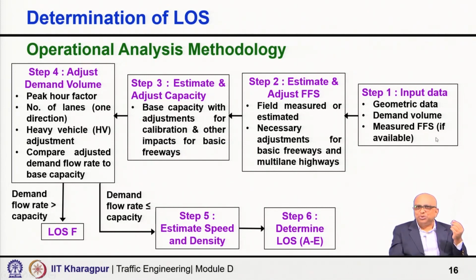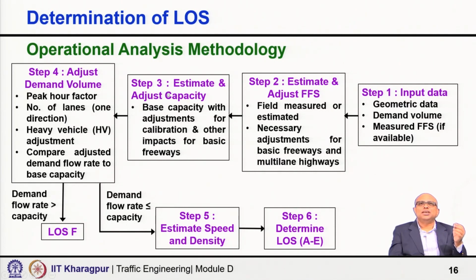So, first is all the input data. Then, if free flow speed is not measured directly in the field, we need to estimate it and also make necessary adjustments to reflect other conditions, such as weather conditions. So, field measurements are estimated and necessary adjustments made for basic freeway and multi-lane highways. These adjustments are different for freeway and multi-lane highway segments. The factors are sometimes the same, sometimes different. We will discuss those later.